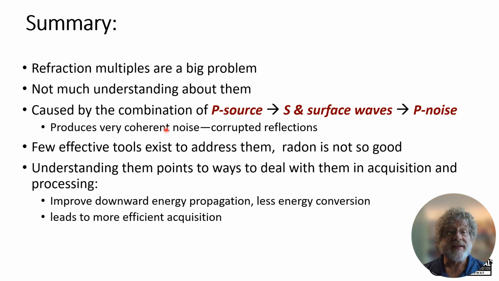The problem is this produces very coherent noise, effectively corrupting reflections. We have few tools to really address this, and radon is not so good. But understanding them points to ways to deal with them in acquisition and processing, and that's to improve the downward energy propagation and have less energy conversion in the near surface. I think this will lead to more efficient acquisition and better quality data.